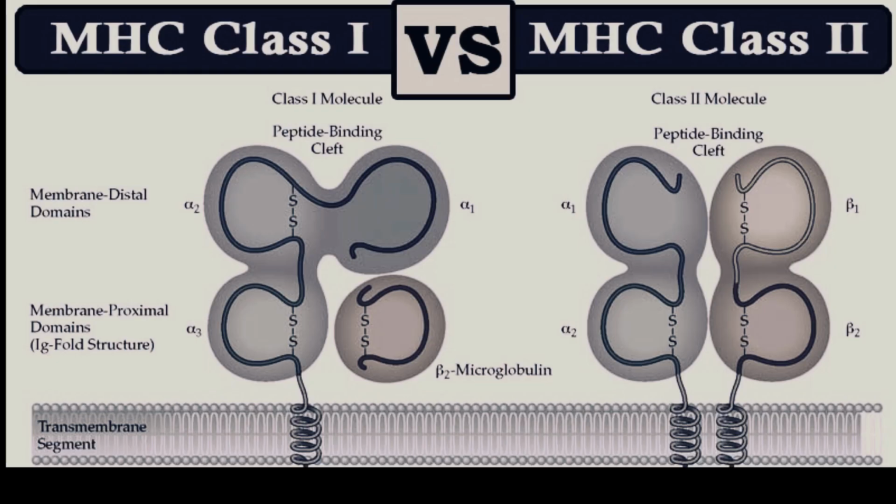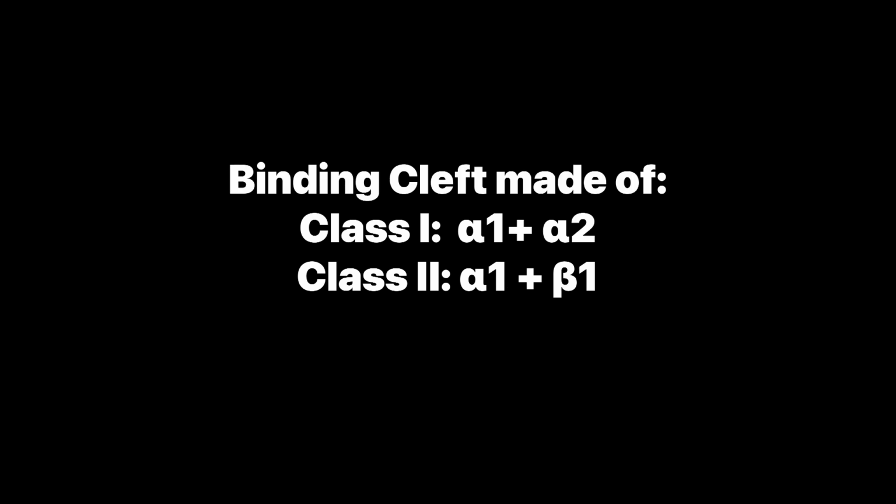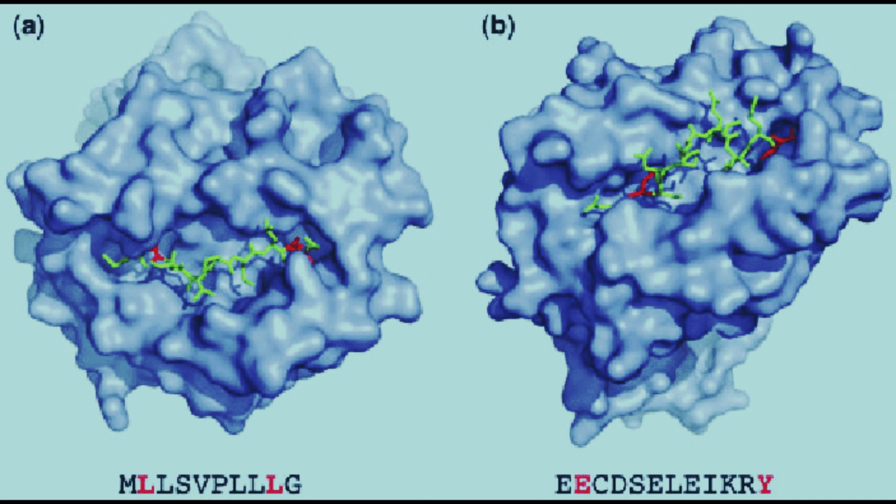Class I and Class II MHC molecules are similar in 3D structure but have different subunit composition. While both are heterodimers, Class I consists of a membrane-spanning alpha chain non-covalently associated with a beta-2 microglobulin, and Class II consists of an alpha chain and a beta chain, both of which span the cellular membrane. The peptide binding cleft in Class I is made of the alpha 1 and alpha 2 domains, whereas in Class II, it is made of the alpha 1 and beta 1 domains. The Class II peptide binding cleft is also more open than in Class I and is able to bind to a greater variety of peptides.